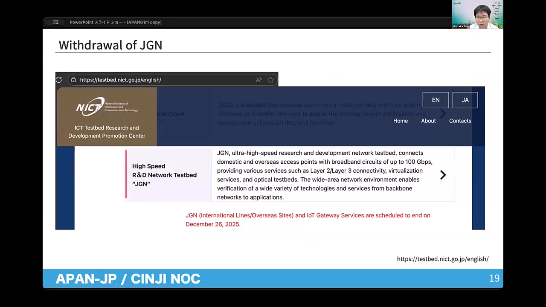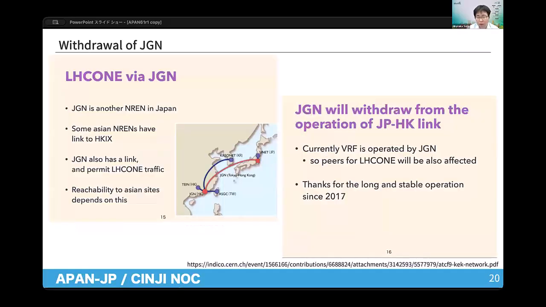And then we had the news from the NICT. The JGN, and this is the website, has ended its operation on December 26th, 2025, so we lost the resilient layer 2 network at this time. And also we lost the LHC1 via JGN, since numerous NRENs have been connected to the LHC1 via JGN. We are about to lose it in December.